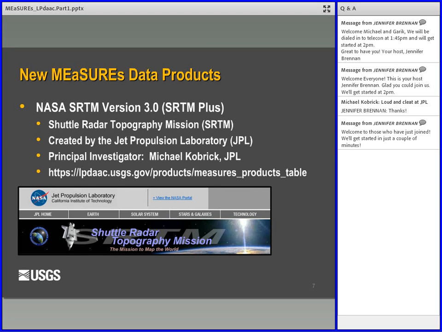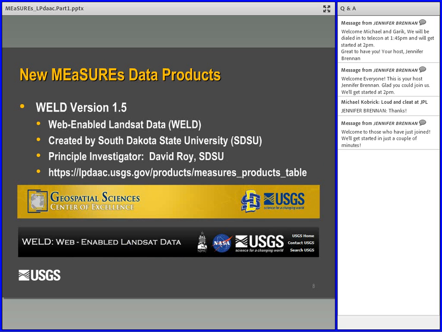The first is NASA SRTM version 3.0, which was created by the Jet Propulsion Laboratory in Pasadena, California, with Michael Kobrick being the principal investigator on the project. The second is the WELD version 1.5, which was created by the Geospatial Sciences Center of Excellence at South Dakota State University, with David Roy being the principal investigator. Both of these MEaSUREs products were released for distribution in November of 2013. For additional information on these projects, please visit this link to the LP DAAC site.